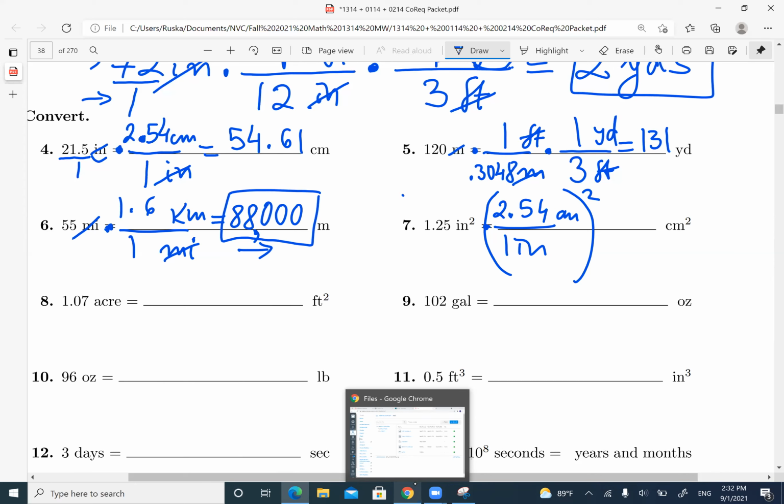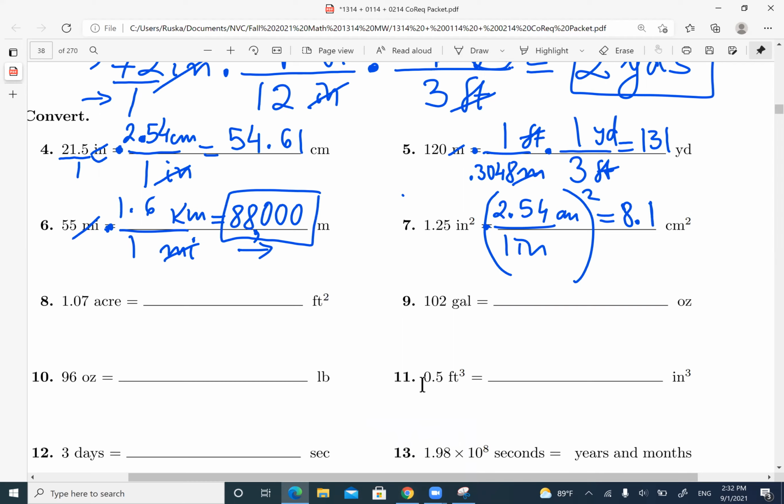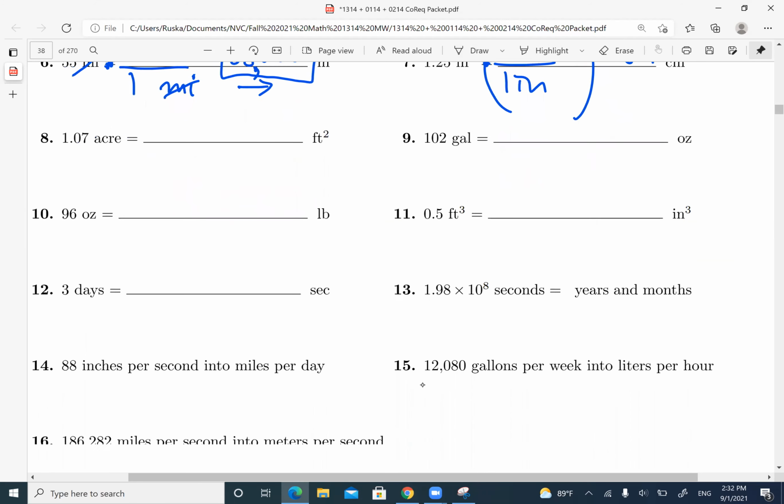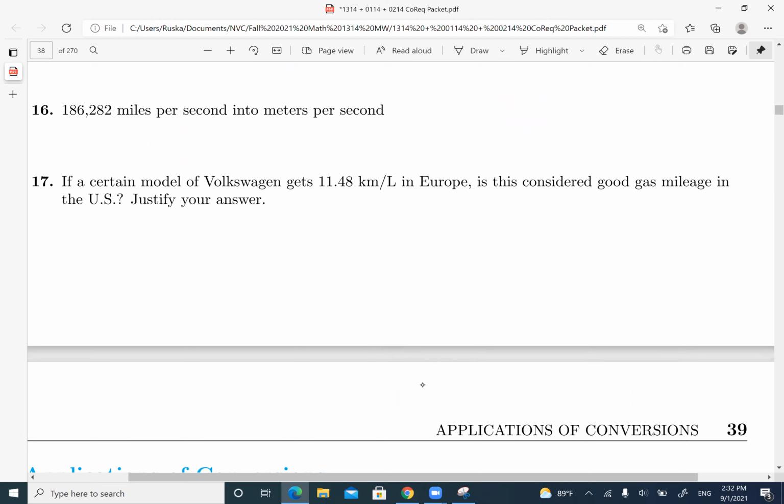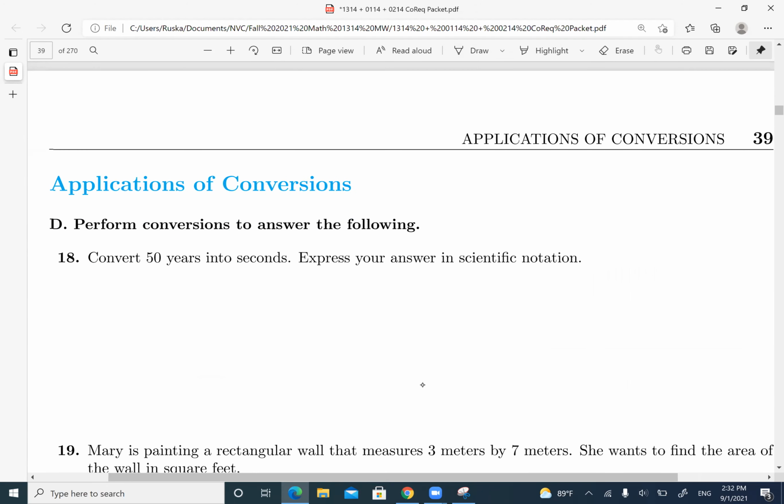So it's going to be 8.0645. I'm going to put 8.1. I'm going to round 8.1 square centimeter. Okay? Everybody get that? Any questions? So that's how you do the conversions for the length. Then the rest of it is pretty much doing the same. All of those are doing the same. Okay? Now the applications is the one you're going to do next time.